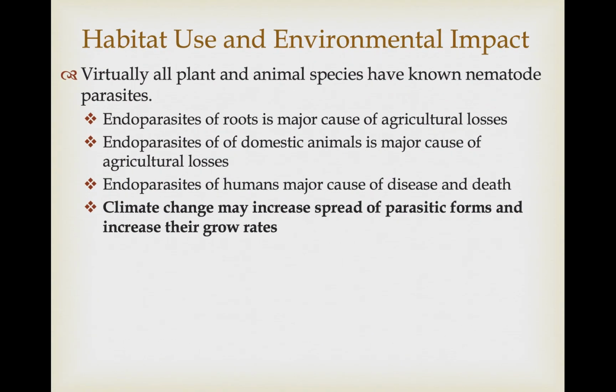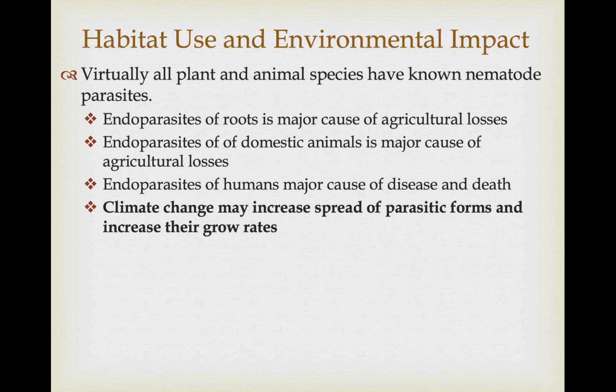So as I mentioned, virtually all plant and animal species have known nematode parasites, and these endoparasites of roots can cause some major agricultural losses. Endoparasites of domestic animals can also cause major losses in agriculture. And of course, endoparasites of humans can cause major disease and in some cases death.